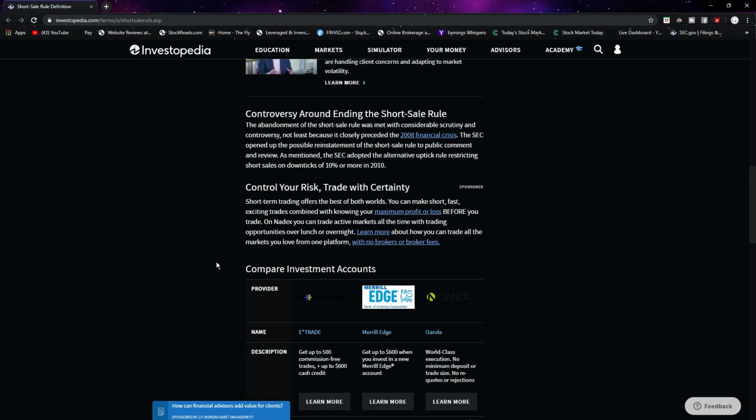Controversy around ending the short sale rule. The abandonment of the short sale rule was met with considerable scrutiny and controversy, not least because it closely preceded the 2008 financial crisis. The SEC opened up the possible reinstatement of the short sale rule to public comment and review. As mentioned, the SEC adopted the alternative uptick rule, restricting short sales on downticks of 10% or more in 2010.